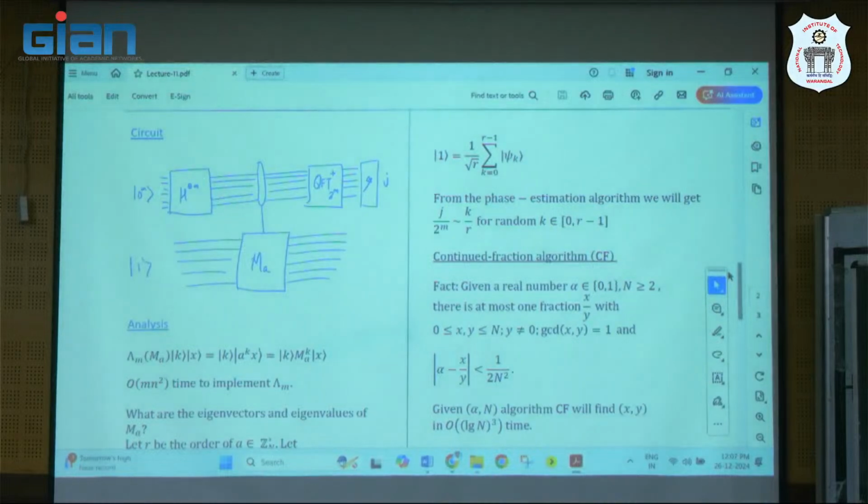Controlled MA is what? |k⟩|x⟩ goes to |k⟩|A^k x⟩, agreed? Because each time MA does multiplication by A, so A to the power k times x. But now this A to the power k can be a large number like 2 to the m, correct? So how to implement 2 to the m? A to the power 2 to the power 100, how do I do it?